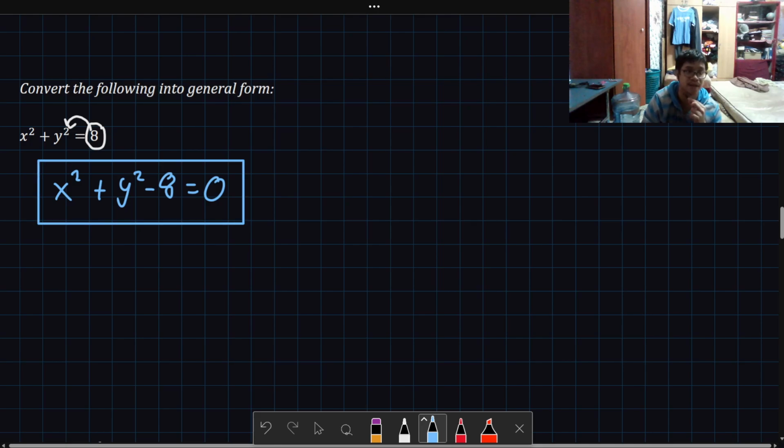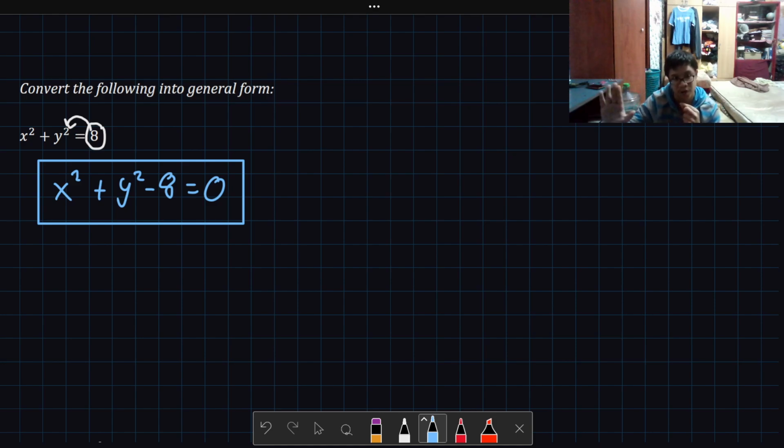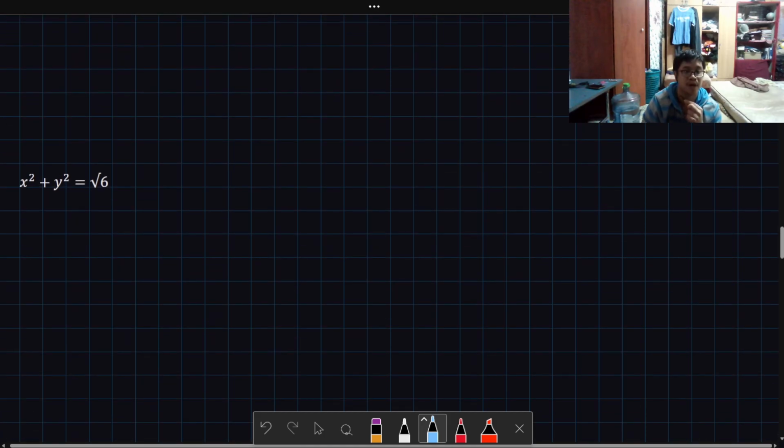Yeah, that's it, basically. Make sure that x squared and y squared should be on the first order. Like they are like the first place. All right? Then a constant term shall be put on the last order. All right? So yeah, that's it. All right? Let's have another example. We have this one. X squared plus y squared is equal to square root of 6.